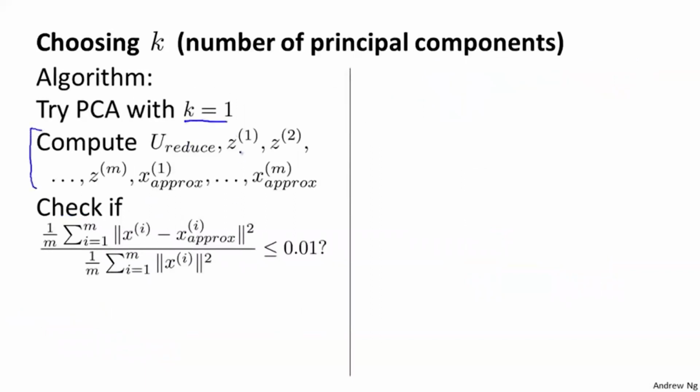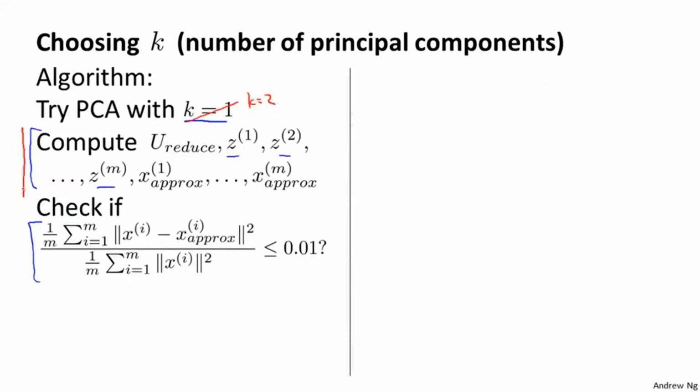So we compute Ureduce, compute z1, z2 up to zm, compute all those x1 approx and so on up to xm approx, and then we check if 99% of the variance is retained. Then we're good, and we'll use k equals 1. But if it isn't, then we'll next try k equals 2.